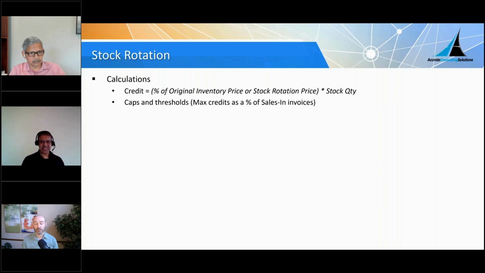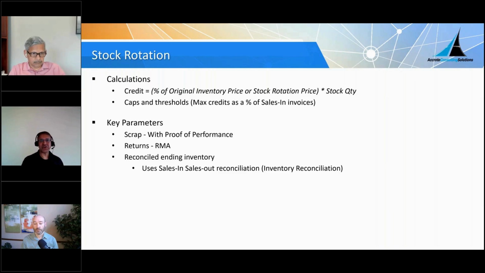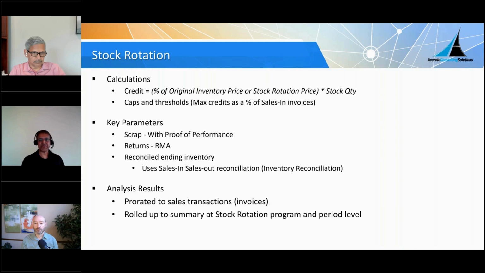You can say that I'm only going to pay you a percentage of your sales in. So sales in is the invoices from the manufacturer to the channel partner. So you can specify all these additional constraints as part of that. The key parameters are, you can say this inventory is going to be scrapped, then the partner has to submit proof of performance, or it can be a return, through the regular RMA mechanism. Again, we use the reconciled ending inventory for the calculations.